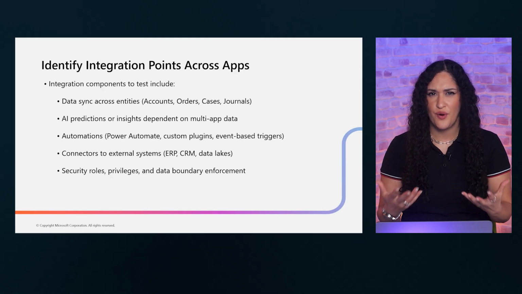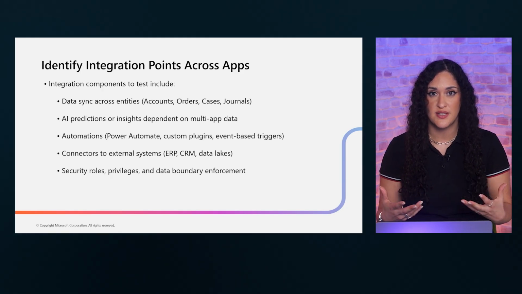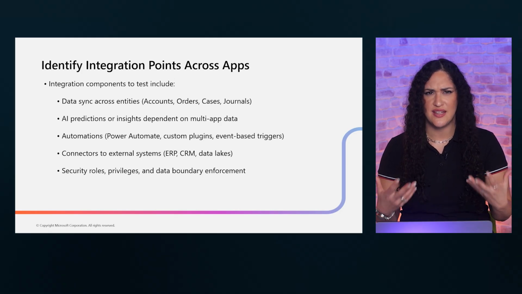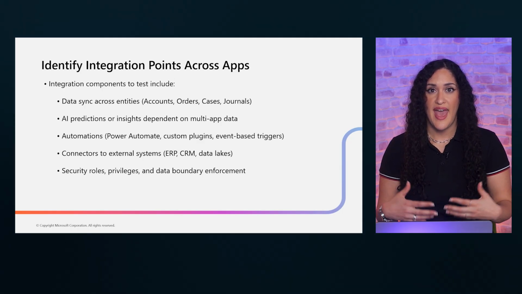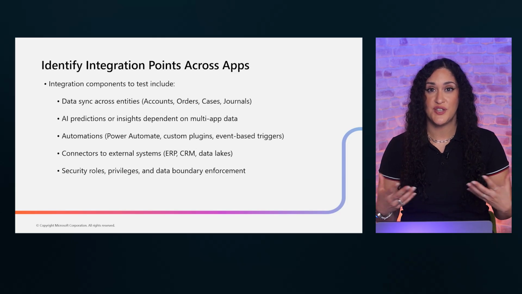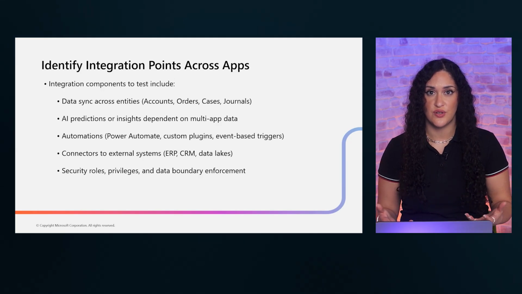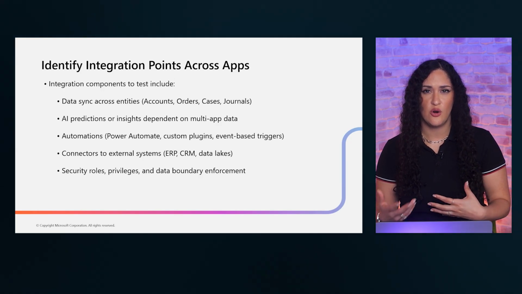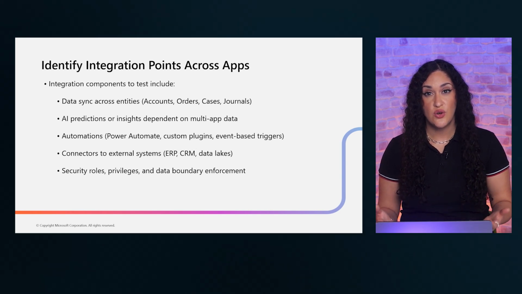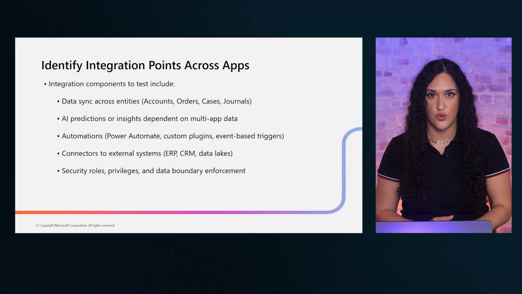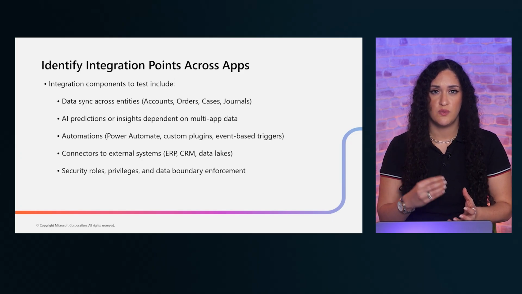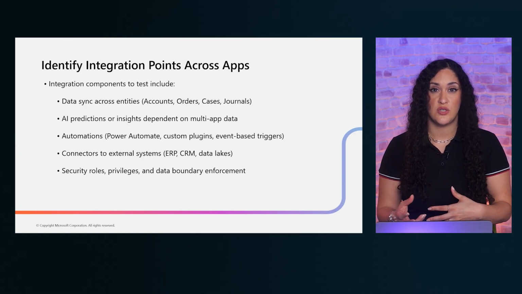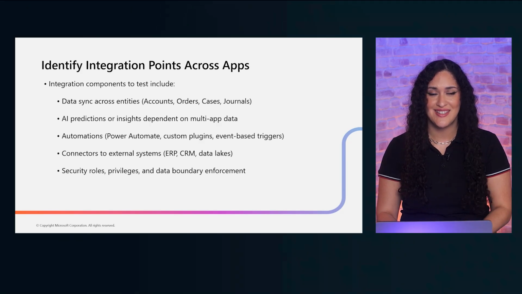Integration points are where things break and where your testing focus should be sharpest. Key components to test include data synchronization across entities like accounts, orders, cases, and journals. AI predictions or insights that depend on multi-app data. Automations built with Power Automate, custom plugins, or event-based triggers. Connectors to external systems like ERPs, CRMs, and data lakes. And security roles, privileges, and data boundary enforcement. Create an integration test matrix that maps every connection point between apps. When one system changes, your matrix tells you exactly which tests need to be rerun.